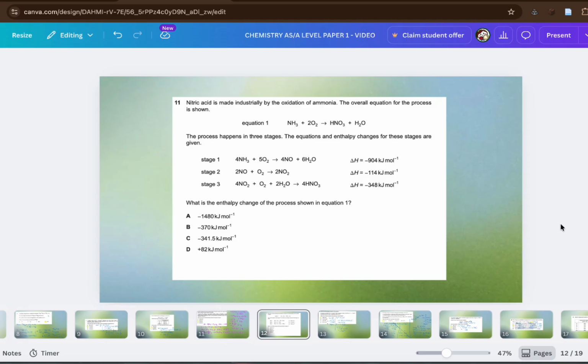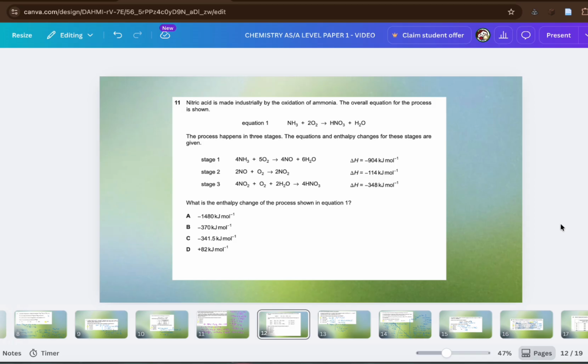Nitric acid is made industrially by the oxidation of ammonia, and the equation for the process is shown. The process happens in 3 stages. Equations and enthalpy changes for these stages are given. What is the enthalpy change for the process shown in equation 1? Alrighty, so we have to find the enthalpy change of equation 1 here.